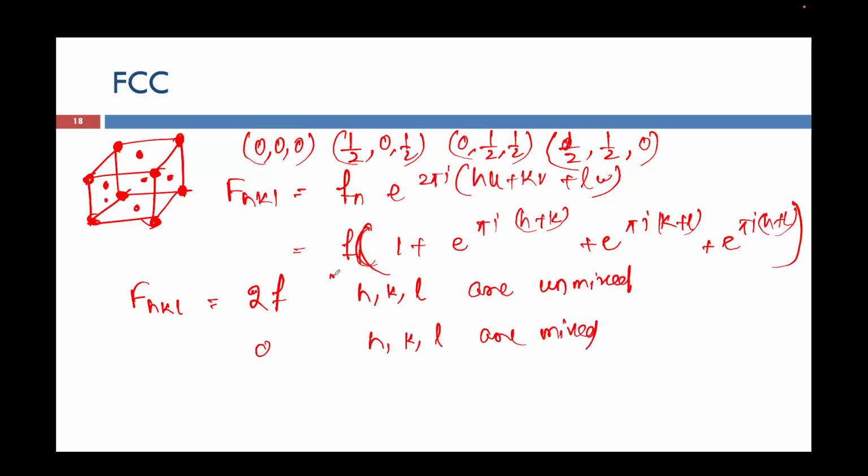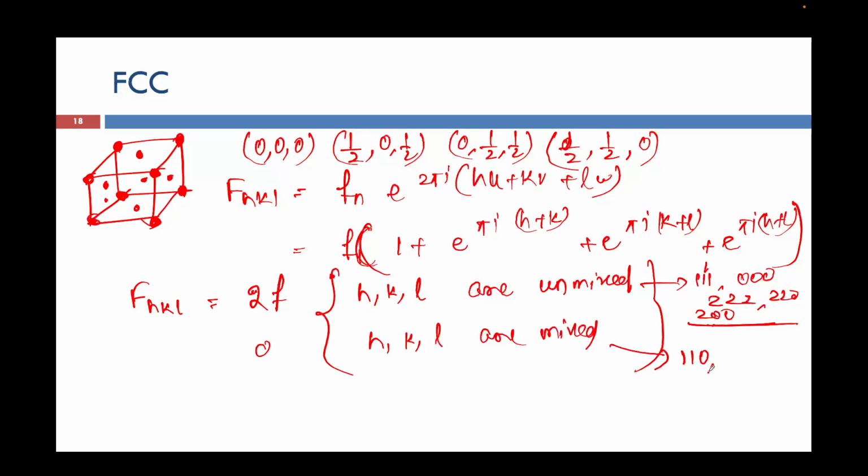What do I mean by mixed and unmixed? Unmixed means the planes are either completely even or completely odd. Mixed means a combination of odd and even. So unmixed means 1 1 1, 0 0 0, 2 2 2, 2 2 0, 2 0 0. They all are either completely even or completely odd. You will not get an intensity from a plane like 1 1 0 or, let's say, 0 2 1. So these are the structure factors for both FCC as well as BCC.